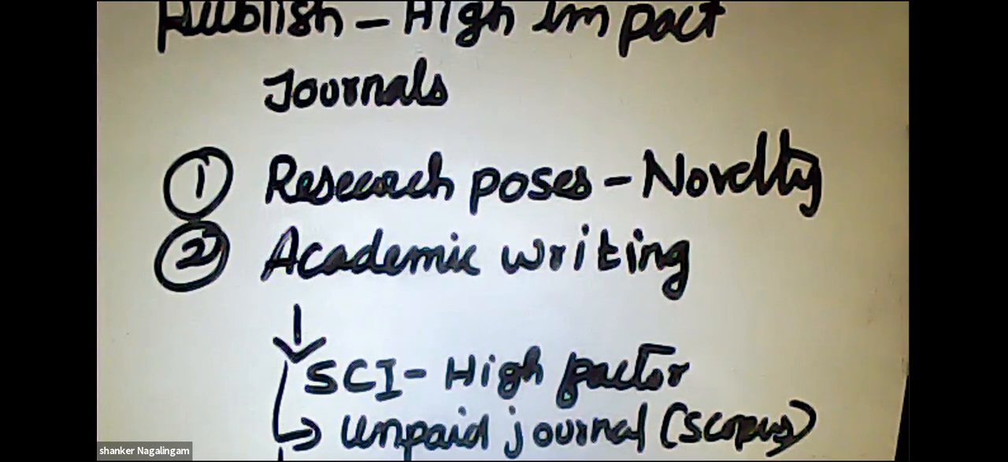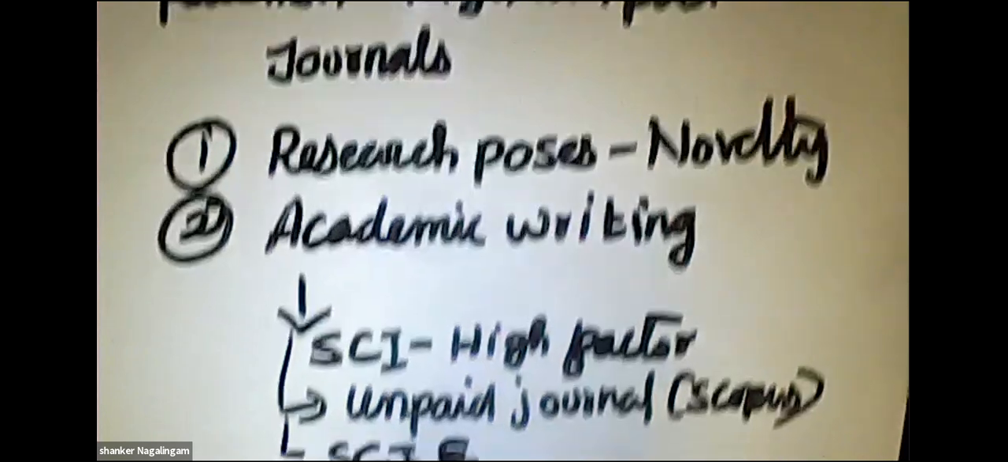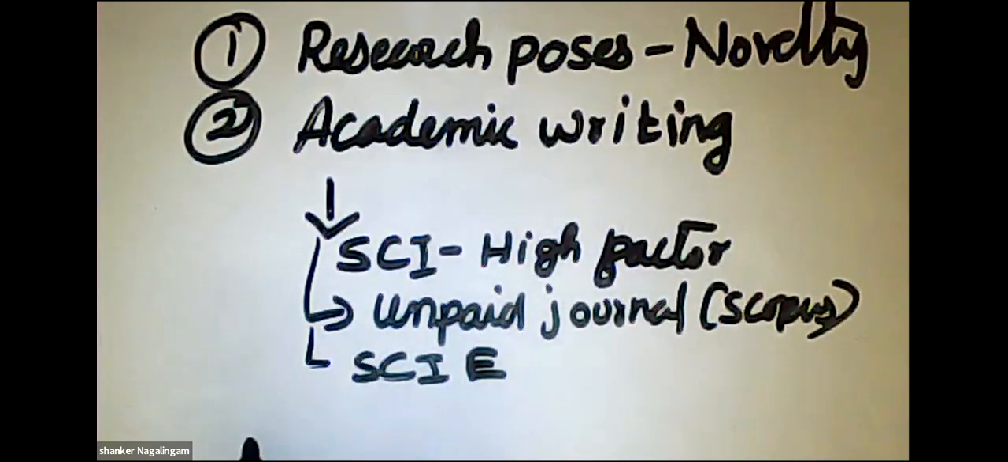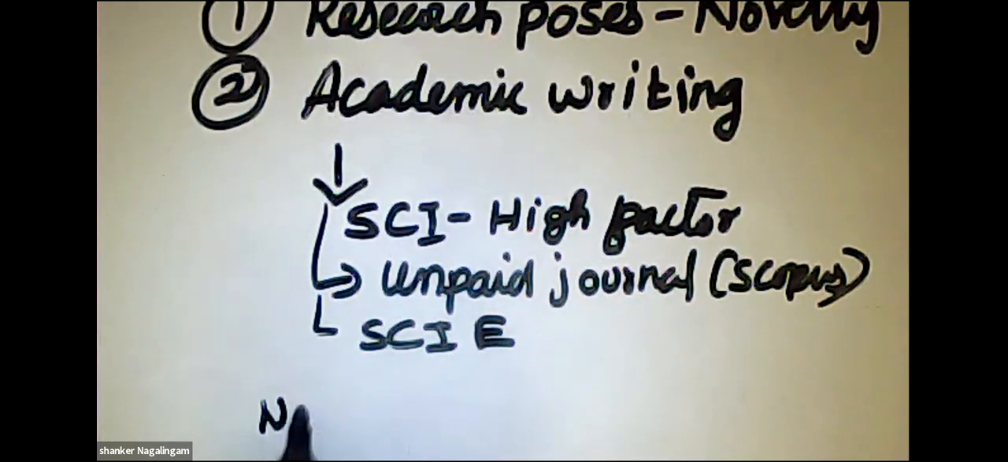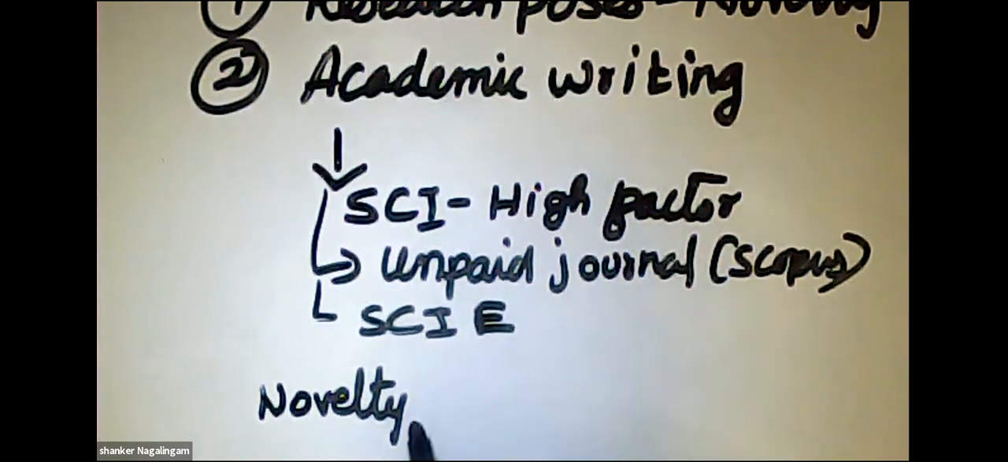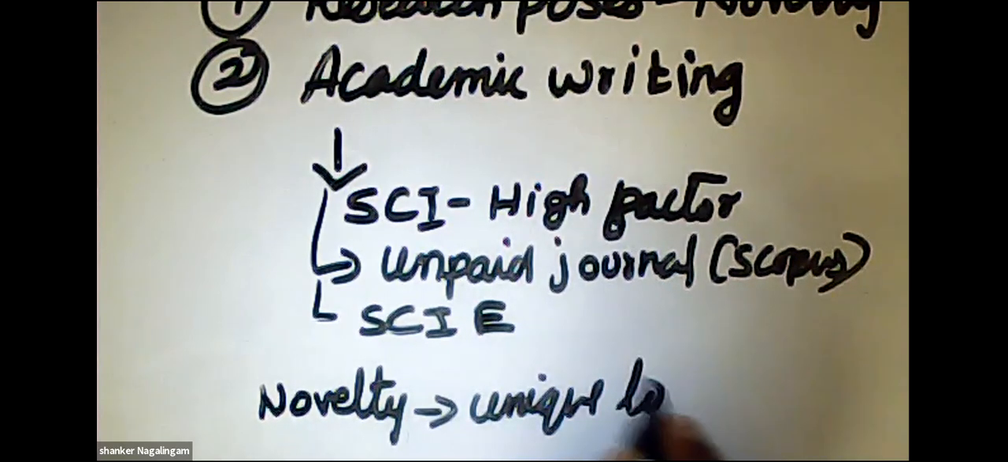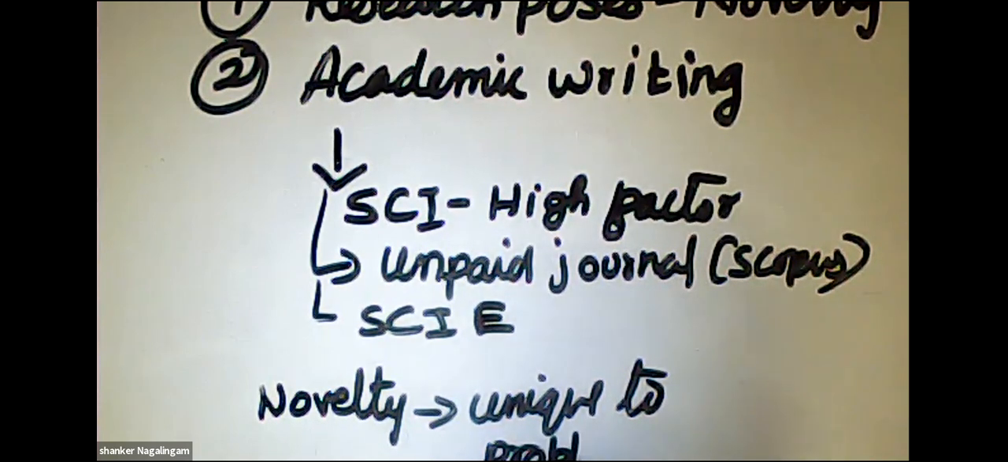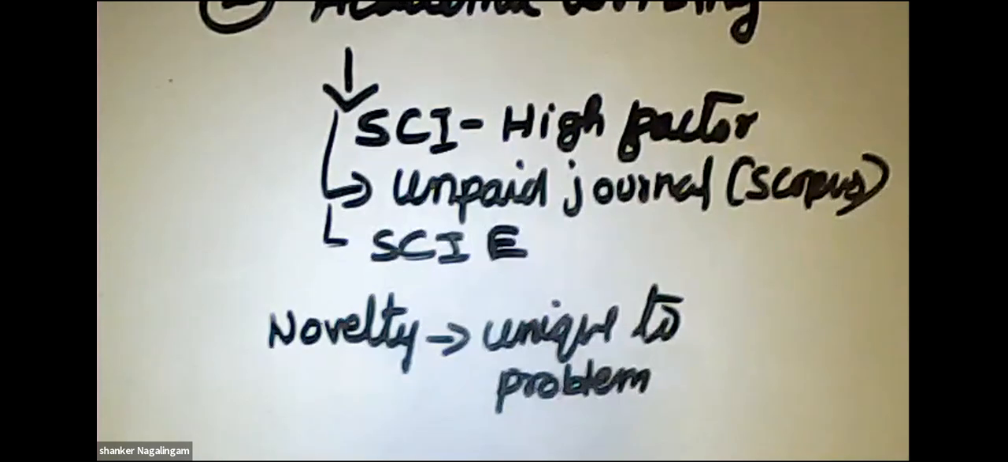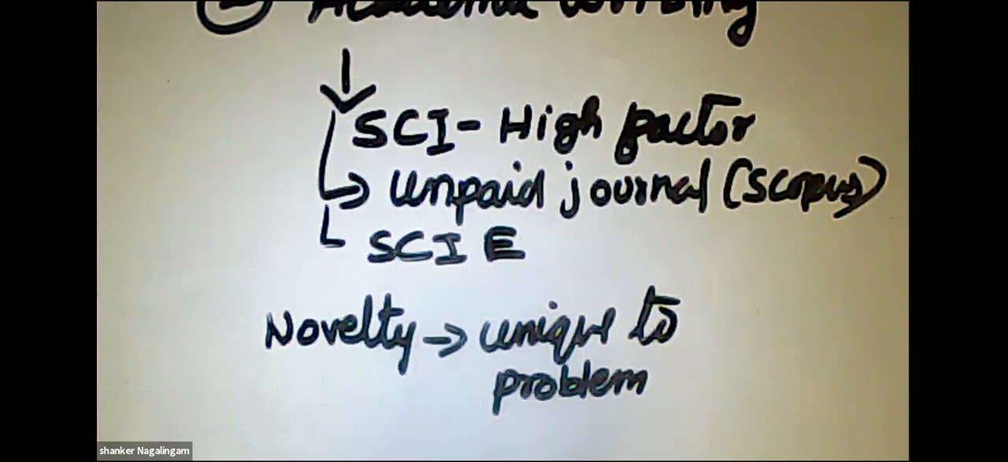See, when you think about novelty, it means that novelty is the first part of a publication. Novelty is how far your idea is unique towards the problem. So what do you mean by that? How far the problem is unique. It means how many people have done work in that area, and whether your problem and your solution are different. That is called novelty.